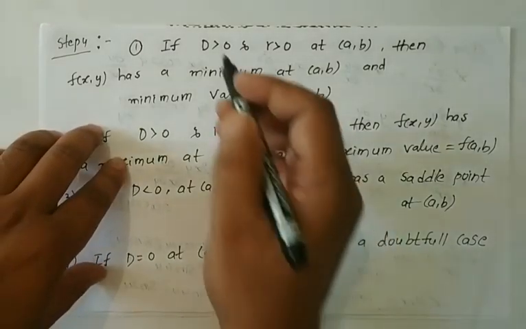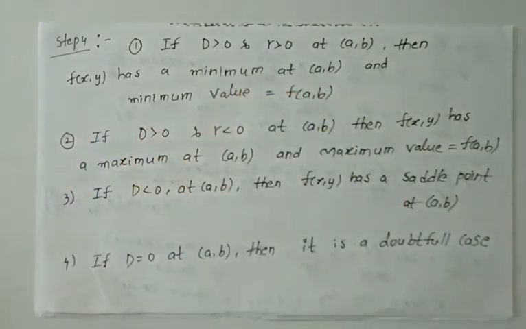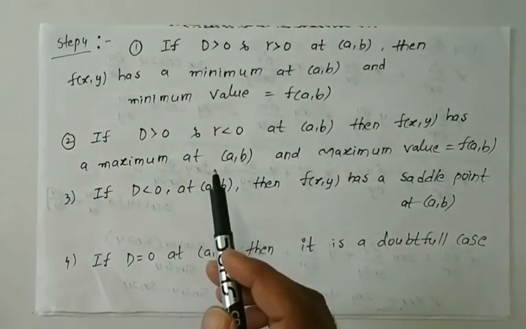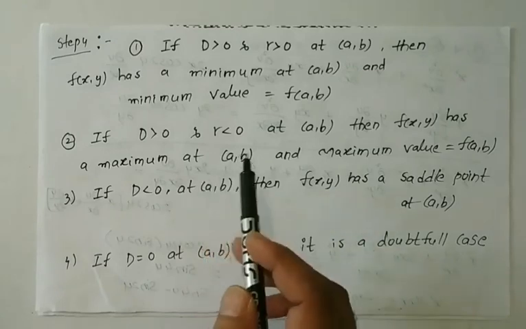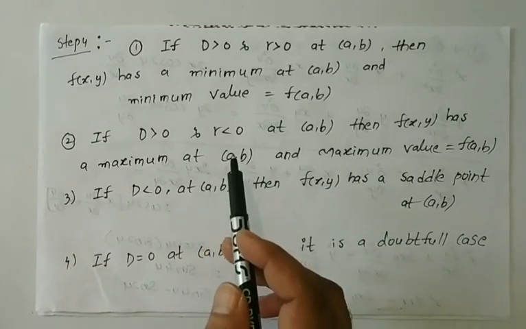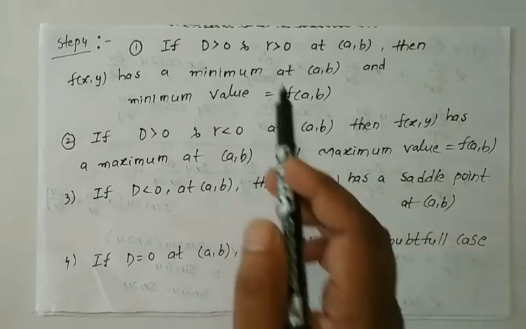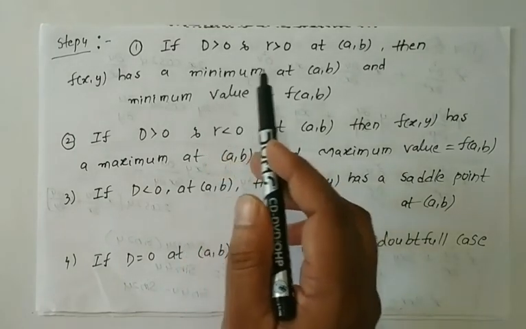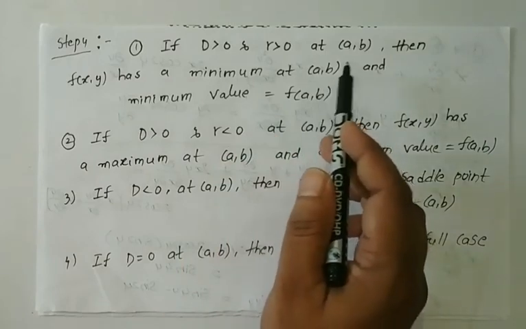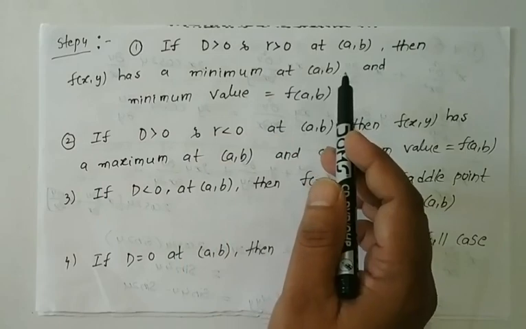Students, listen. What is D? D is Rt minus s square. What is r? fxx. What is t? fyy. What is s? fxy. Okay, D is nothing but rt minus s square. Here the point (a, b) is called a stationary point or critical point.